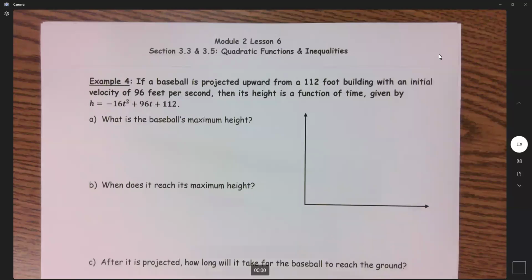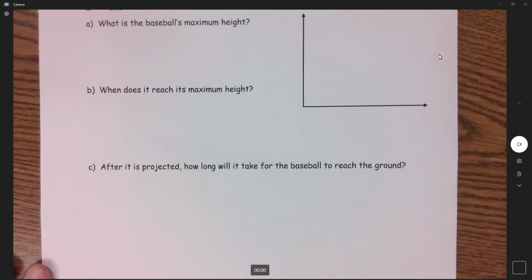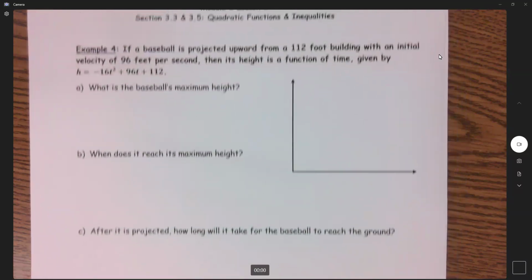Now we're going to do a couple application problems involving quadratic equations. So example 4 says if a baseball is projected upward from a 112-foot building with an initial velocity of 96 feet per second, then its height is a function of time given by h equals. So what is the baseball's maximum height? When does it reach its maximum height? And after it is projected, how long will it take for the baseball to reach the ground?